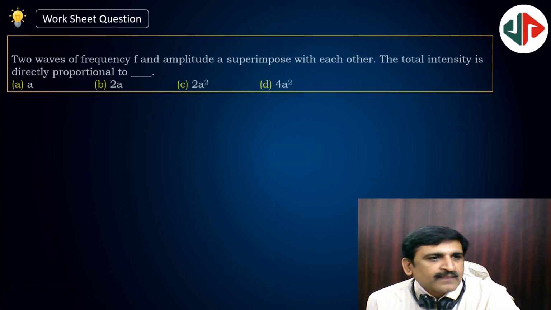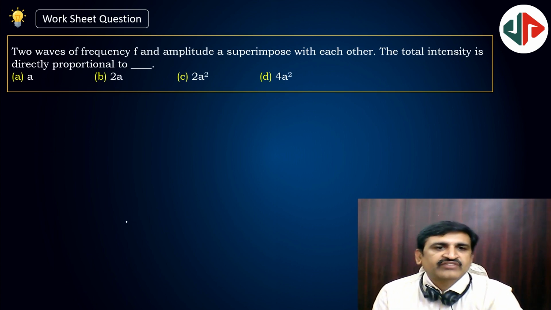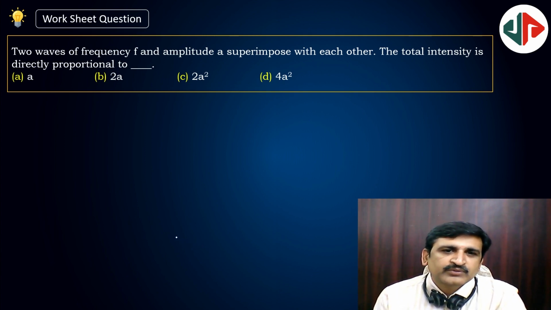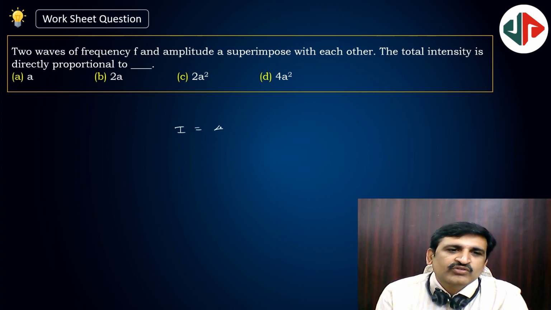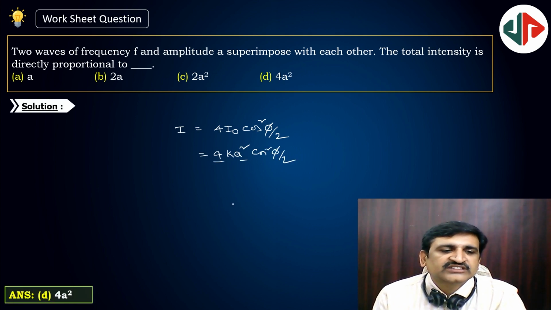Next, two waves of frequency f and amplitude A are superimposed with each other. The total intensity is directly proportional to the square of the resultant amplitude. I is equal to 4I naught cos square phi by 2. So 4I naught, I can write as K A square, into cos square phi by 2. So this is proportional to 4A square. So this is the answer.